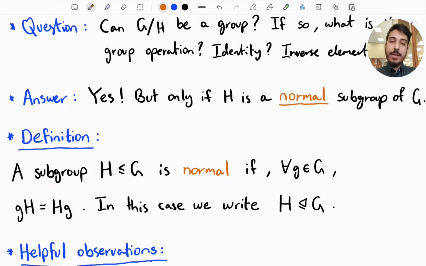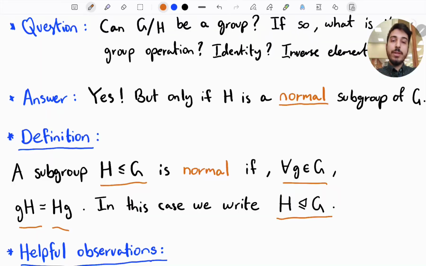You will now find that the definition of a normal subgroup is not that strange to us. In fact, we've already seen examples of subgroups that are normal and those which are not. I just haven't told you yet that they were normal. In the definition, a subgroup H of G is normal if for all g in G, the left coset is equal to the right coset. In this case, we write H is a normal subgroup of G.